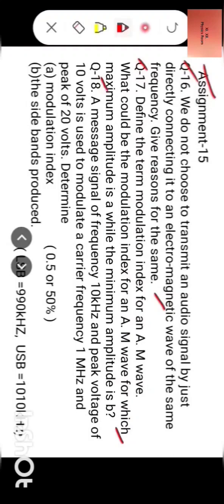Question number 18. A message signal of frequency 10 kHz and peak voltage of 10 volts is used to modulate a carrier frequency of 1 MHz and peak of 20 volts. Determine A. Modulation index, B. the sidebands produced. So here is the answer for modulation index, and this is the answer for lower sideband as well as upper sideband.